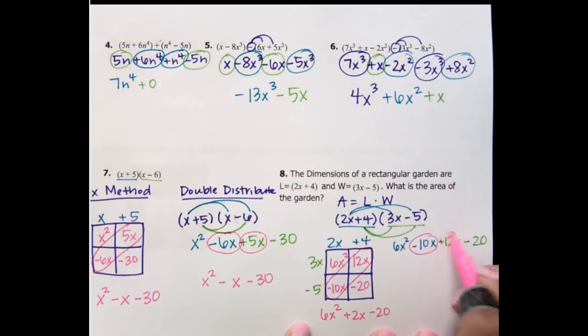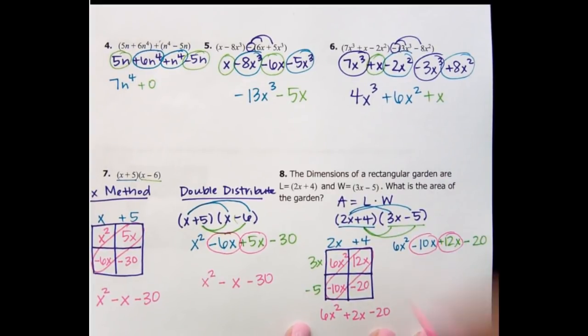My like terms are in the middle. So I end up with 6x squared. Negative 10 plus 12 is a positive 2. Don't forget the x. And then minus 20. So we end up with the exact same answer. You can choose the method.